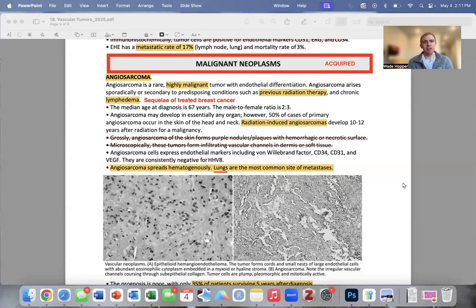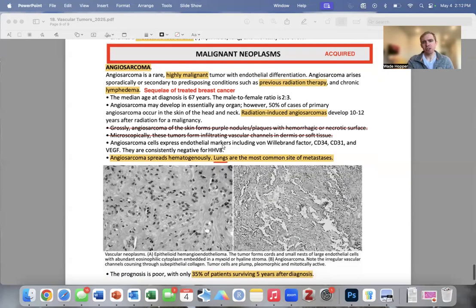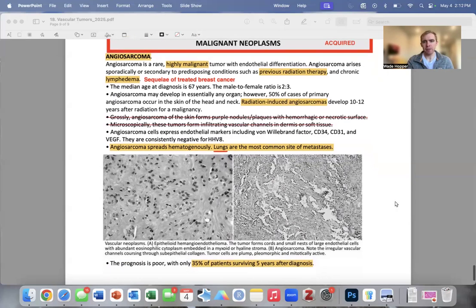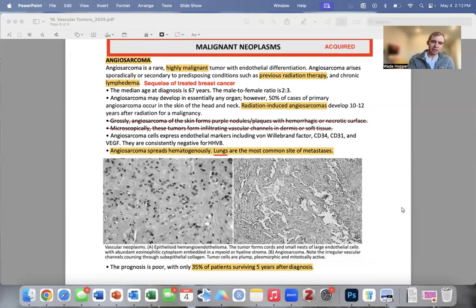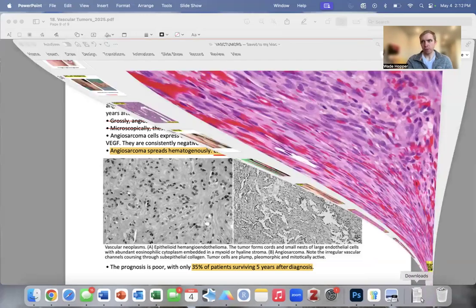And classically, it's a patient with a history of radiation. Usually in the questions, the patient has a history of breast cancer or head and neck cancer that they received radiation treatment for. And they can spread hematogenously, and the lungs are the most common site of metastasis. I figure that, if I didn't ask you to make the diagnosis, that would be my next question. How does it metastasize? Unfortunately, this has a poor prognosis. It's difficult to treat. Let's look at some photos.